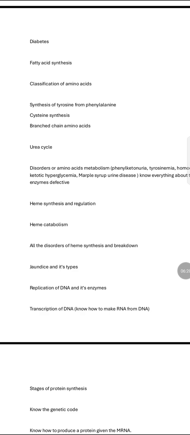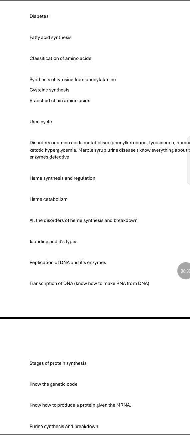Then fatty acid synthesis. Know about the fatty acid synthesis, how to explain all those reactions, and also that fatty acid synthase is an enzyme that comprises of those enzymes that we mentioned, about seven of at least 11 of them, right? 7 or 11. Know about the fatty acid synthase complex.